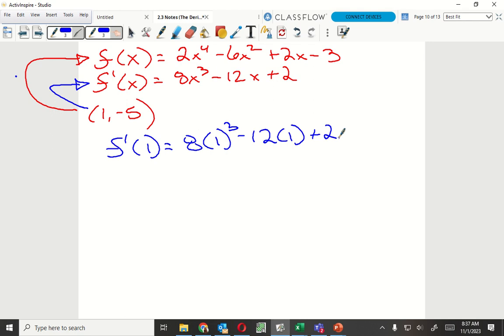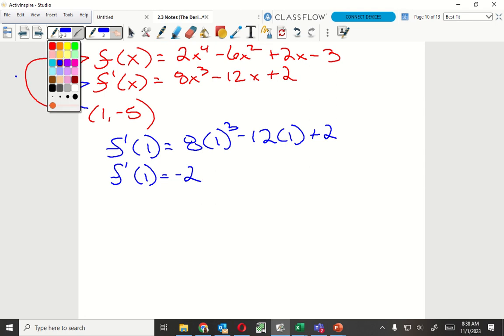Do the math for me, please. And what'd you get? Elizabeth, what'd you get? Negative 2? That sounds right. You guys agree? Negative 2? Yeah. Because this is going to give me 8 minus 12 is negative 4 plus 2 is negative 2. So f prime of 1 is negative 2. So what do we say that f prime at a point always gives me? That gives me the slope, right? Of the tangent line, slope of the tangent line.